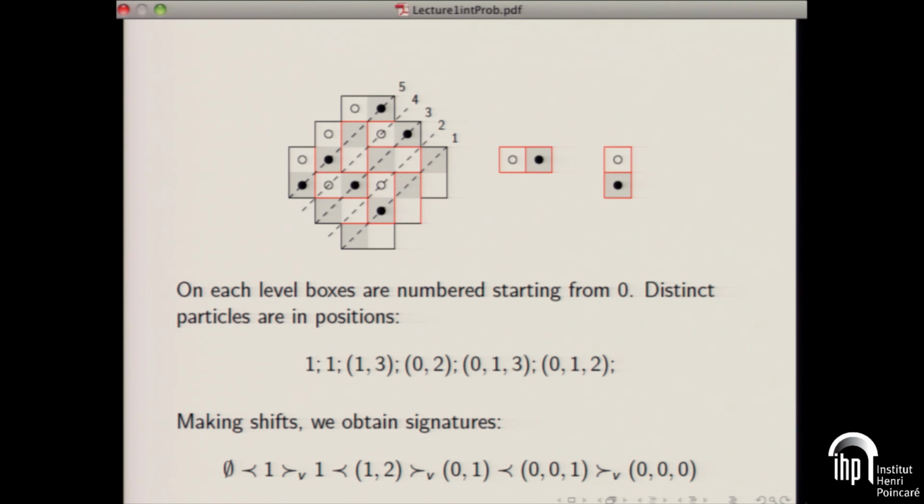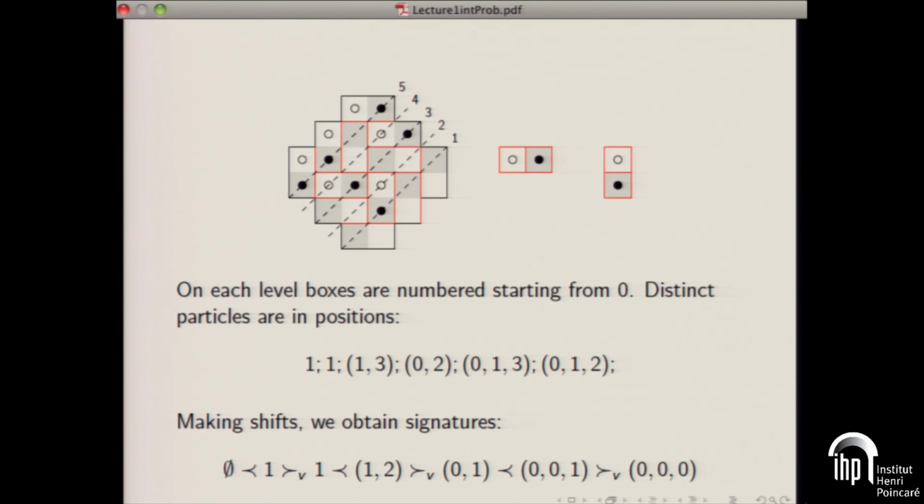So color does play a role, because this is for white particles, and for black particles they are in this position. So there is some structure here. At least in this example, this works.